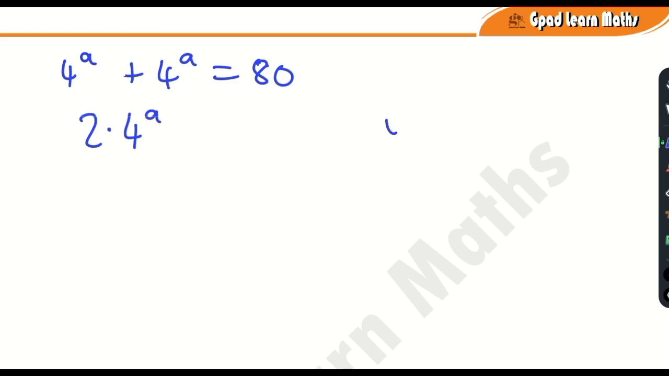It's just like me asking you what is y plus y. You will simply tell me it is 2y. So that's exactly what we're doing here as well. 4 raised to the power a plus 4 raised to the power a is going to be 2 lots of 4 raised to the power a, and this is equal to 80.